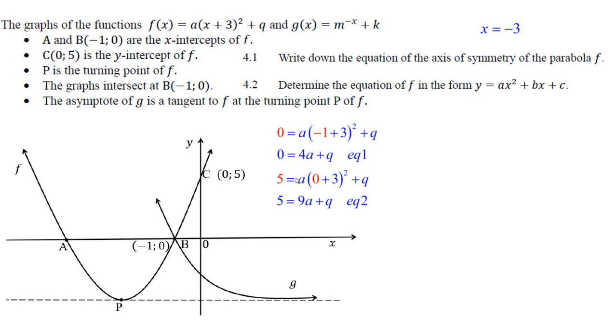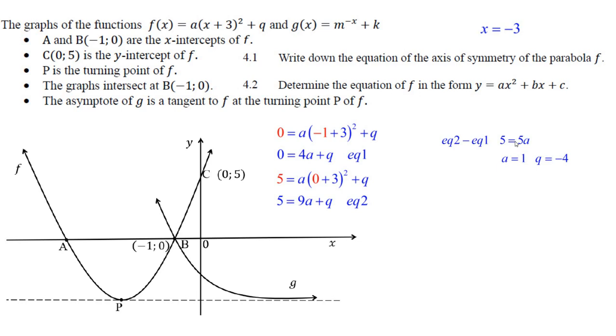Then when y is 5, x is 0. I put that in. I got 9a plus q equals 5, so I got equation 2. Well, I got two equations here. If I subtract them, I'm going to be able to solve for a. Equation 2 minus equation 1.